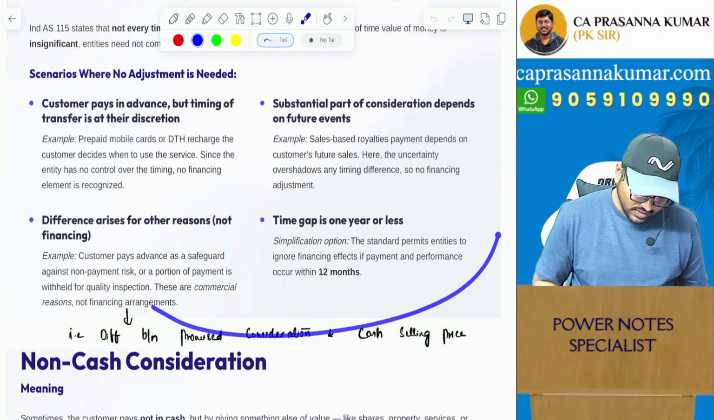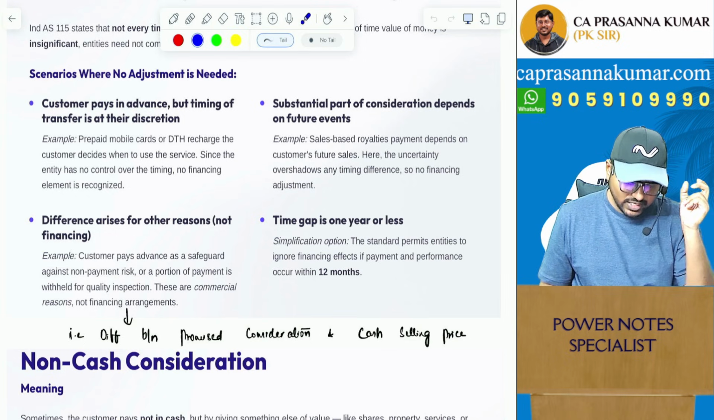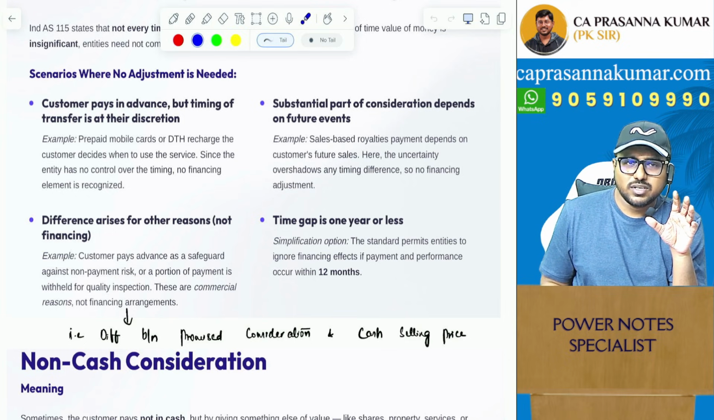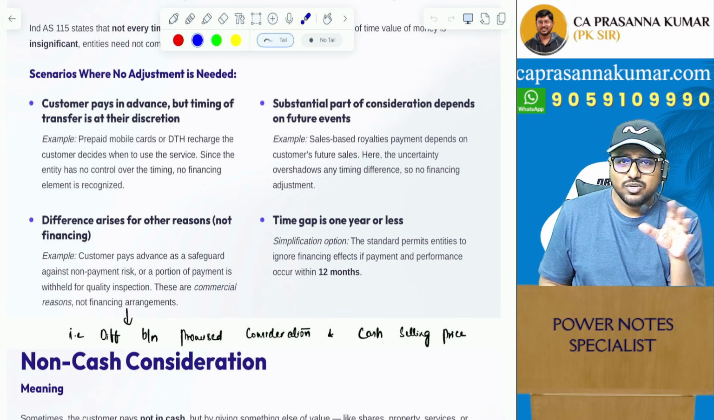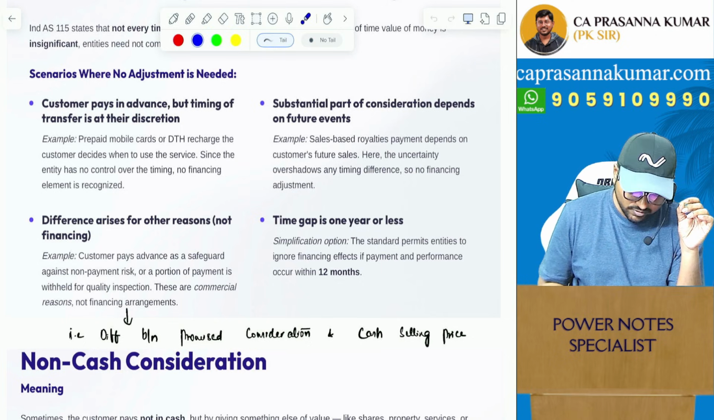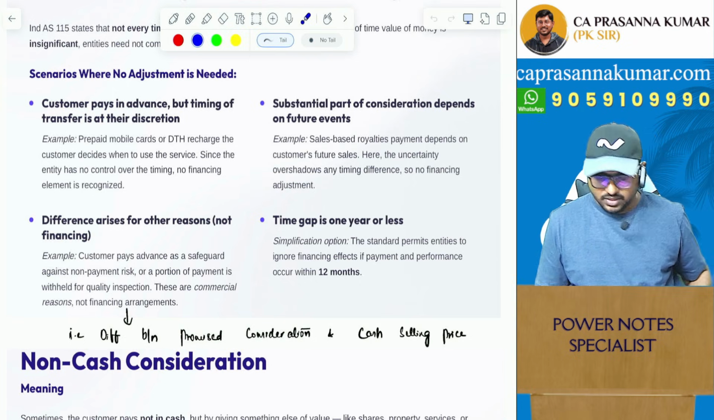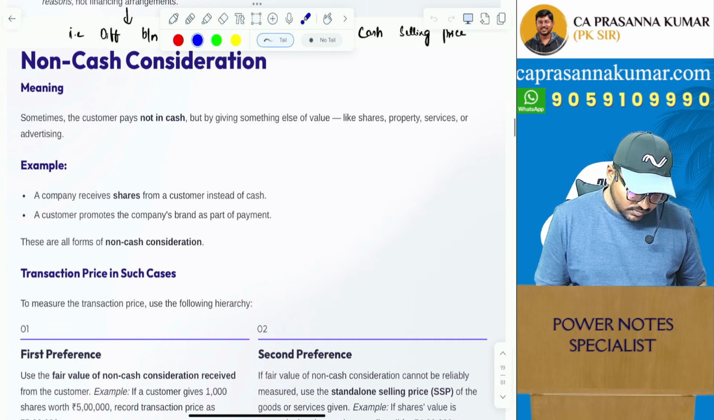Simple, that's all. It is not that important, Nana, honestly speaking, but still you need to remember, because many times you get confused between certain situations or transactions, between having a significant financing component and not having a significant financing component. Therefore, these 4 special cases you got to remember. That's all, nothing else. Let's move on to the next one.